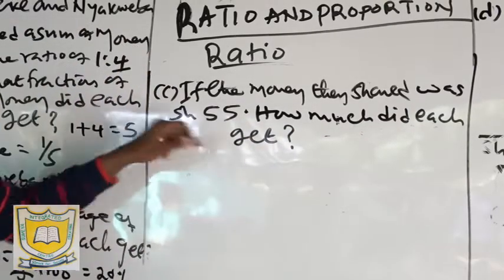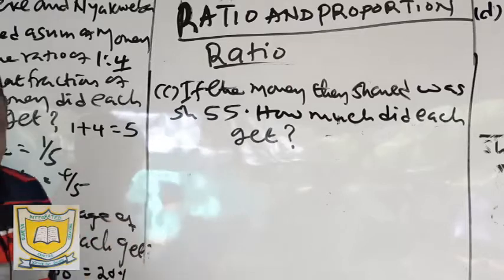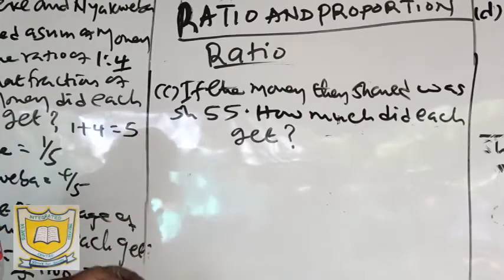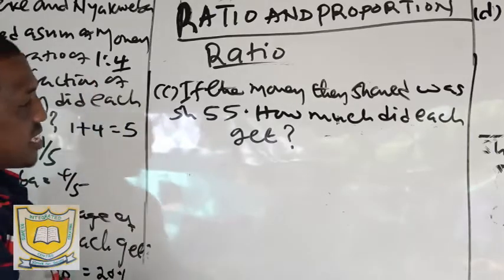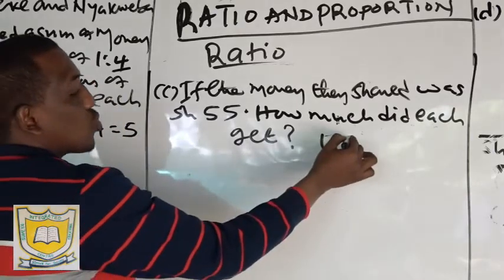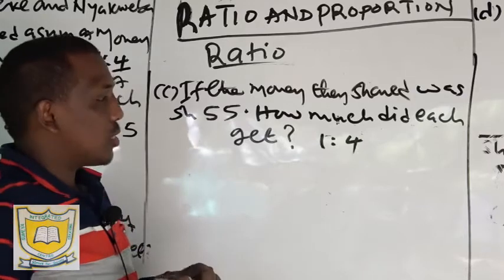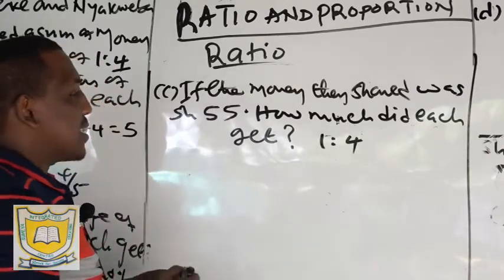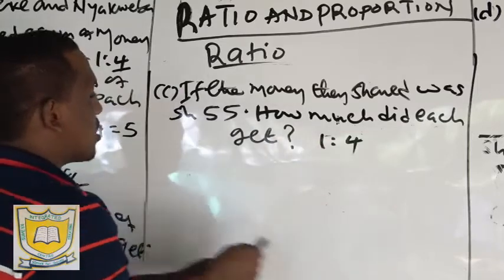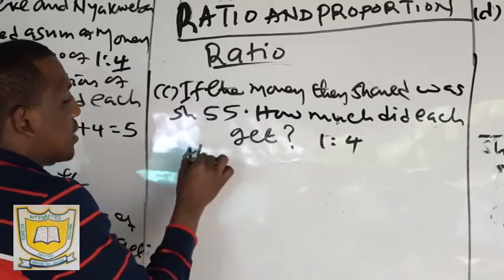The money they shared is this amount. They said now how much did each get? I remember the ratio was 1 to 4. Now that the ratio was 1 to 4, we want to get the money they shared. Let us get Apere first, because they said how much did each get. When you are told each, you get them separated.